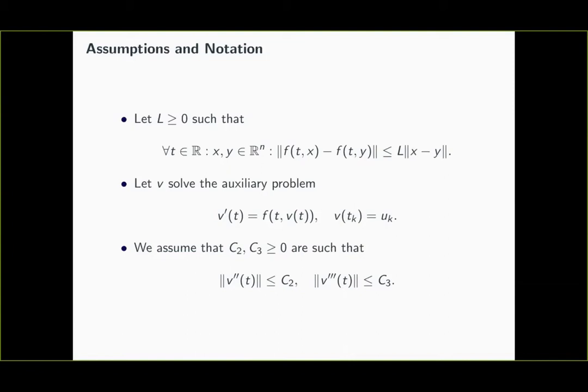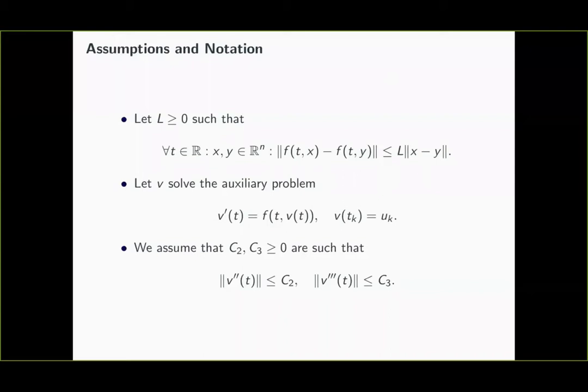First, we impose our usual continuity condition. We assume that we have L non-negative, such that for all times t and all x and y in R^n, we have the norm of f(t,x) minus f(t,y) in Euclidean norm is bounded from above by L times the Euclidean norm of x minus y.